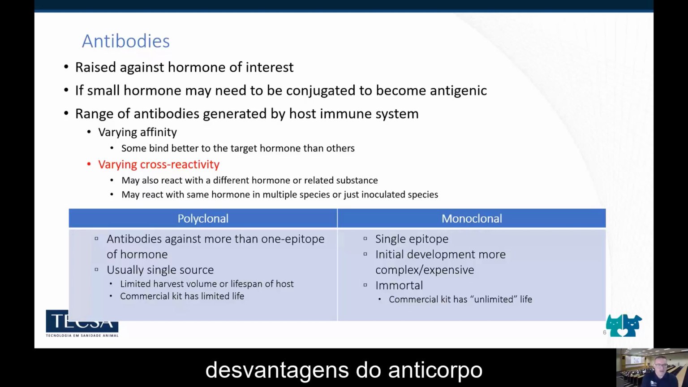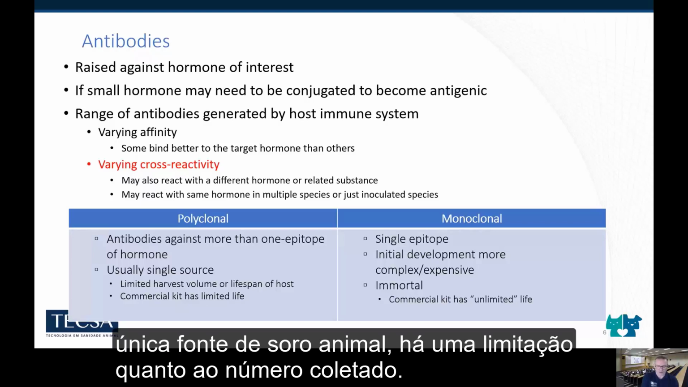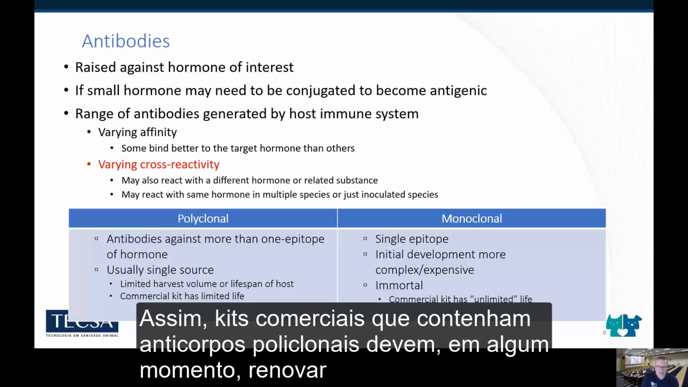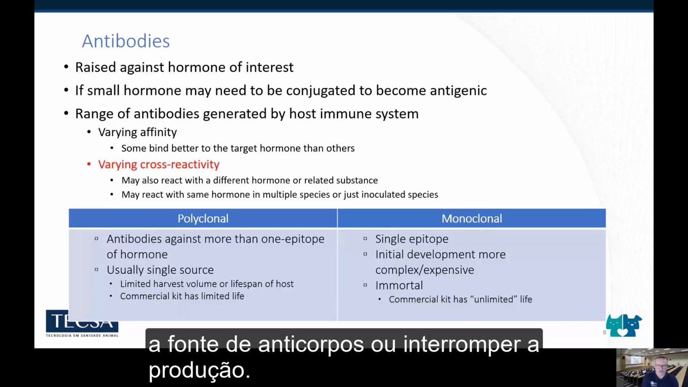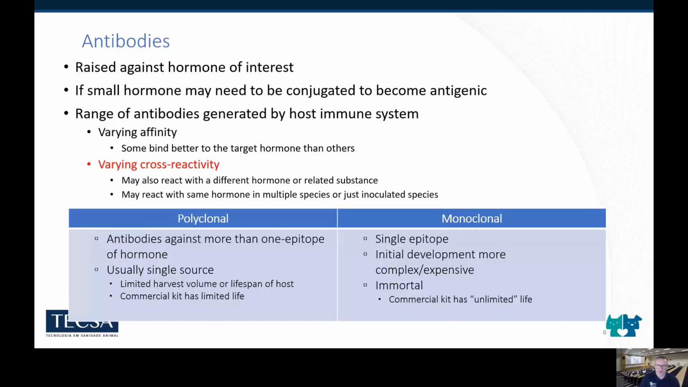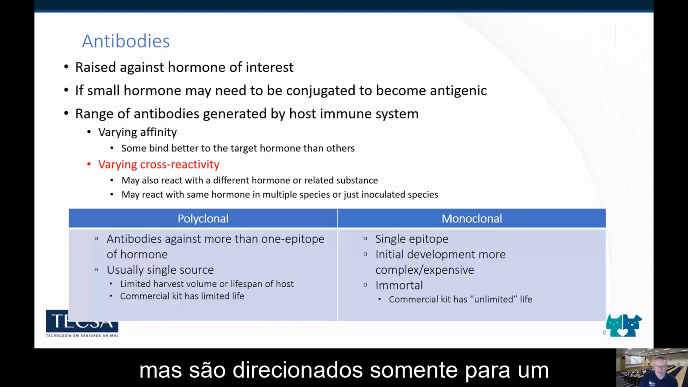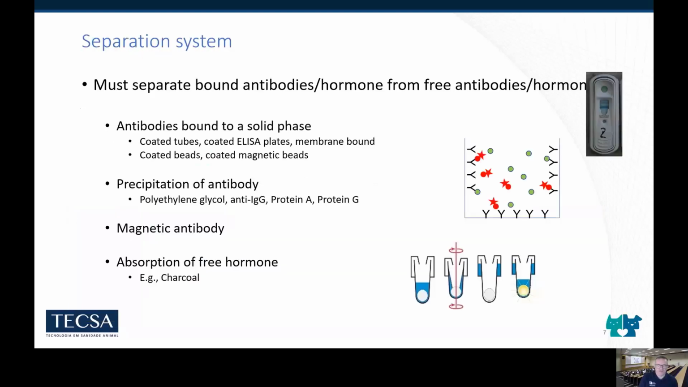One of the disadvantages to a polyclonal type of antibody, although it will react to more than one epitope and therefore perhaps more likely to find our hormone of interest, is that it often comes from a single serum source of animals, and so there's a limitation to how much of that can be harvested. And so commercial kits that depend on polyclonal antibodies will at some point have to refresh their antibody source or be discontinued. Whereas monoclonal antibodies can last forever, but they are directed only at a single epitope.